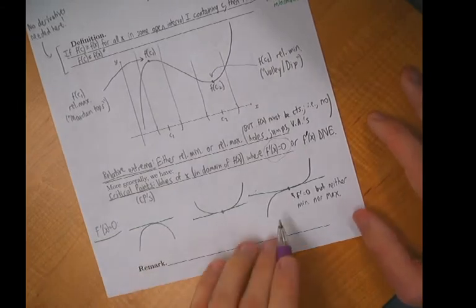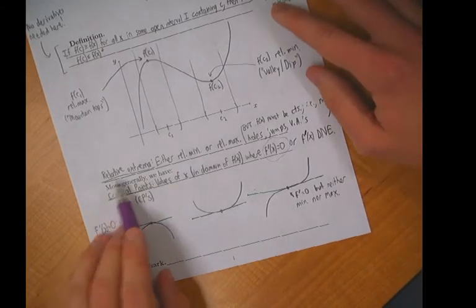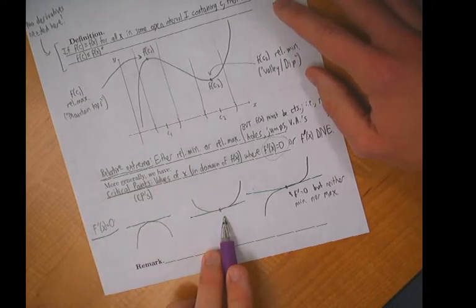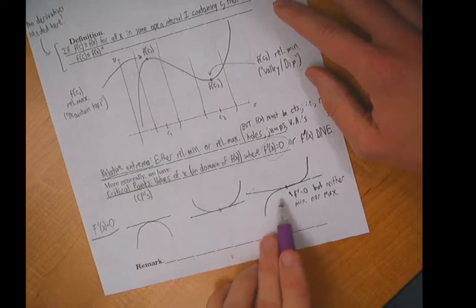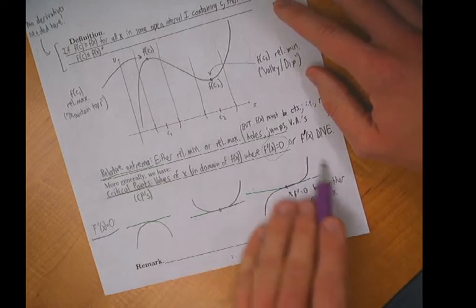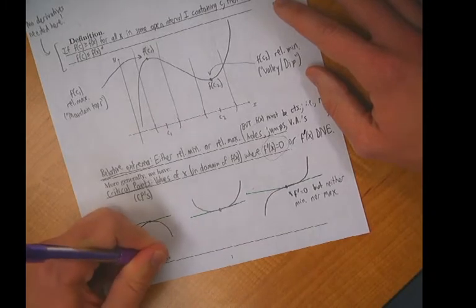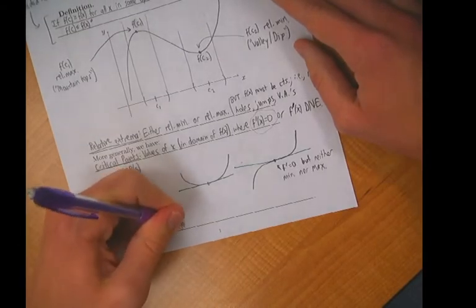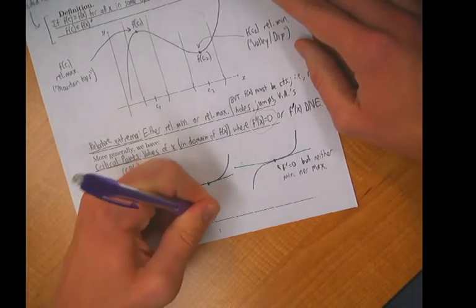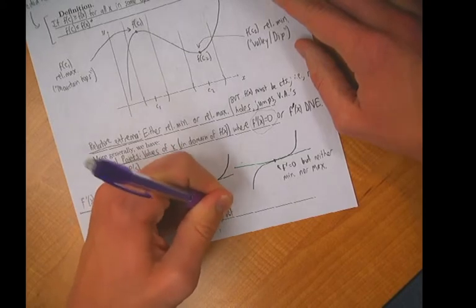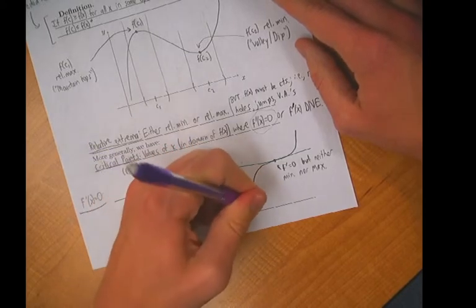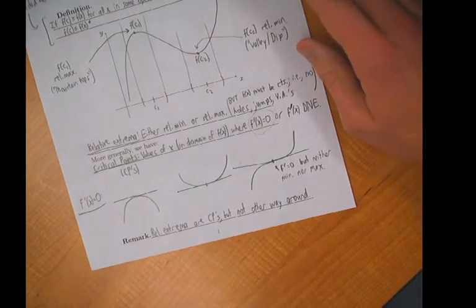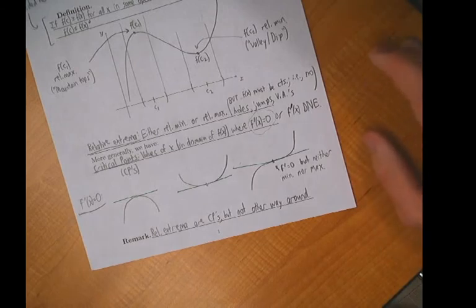So because of that, if we have a relative extrema, then based off these two graphs here, it must be a critical point. But critical points don't always have to be relative extrema, based off this third picture. So relative extrema are critical points, but not the other way around. Okay?